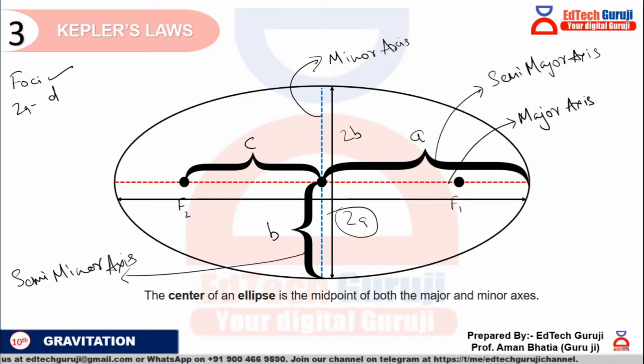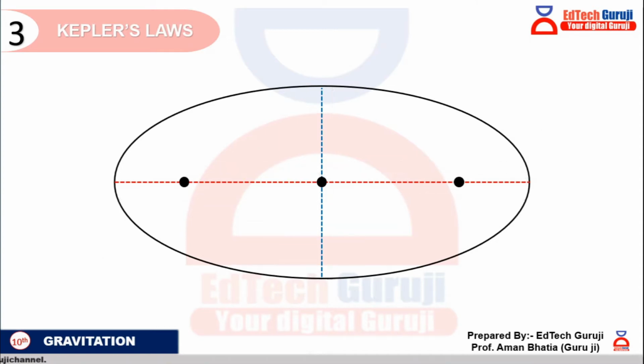So I hope this much is clear to us: what the minor axis is, what the major axis is, what is called semi-major and semi-minor, how they are represented, and what the distance between the center and the focus is. All these things are now very clear to us, right? So moving ahead, let us see. The important things I mentioned were the foci and this distance 2A.